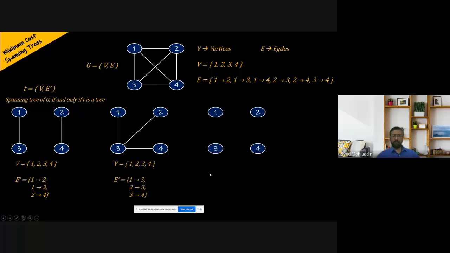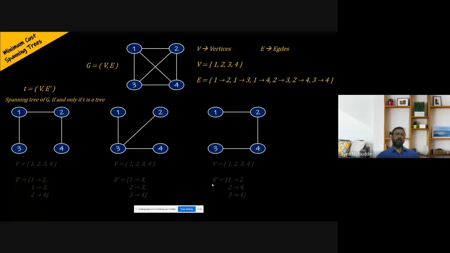Then again, we may have an edge between 1 to 2, 2 to 4, and 3 to 4. This set of edges is also there in the graph. So we can have several spanning trees. In this case, we have only generated 3 spanning trees, but there can be several spanning trees.